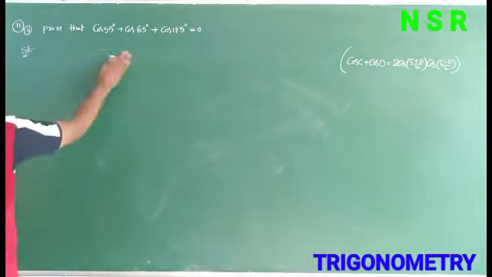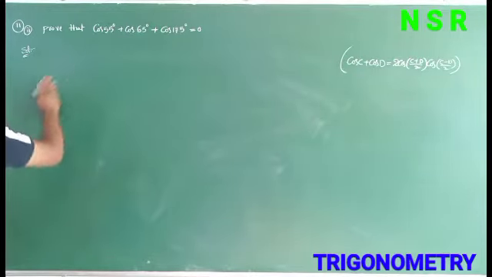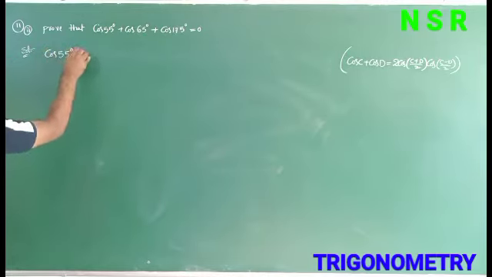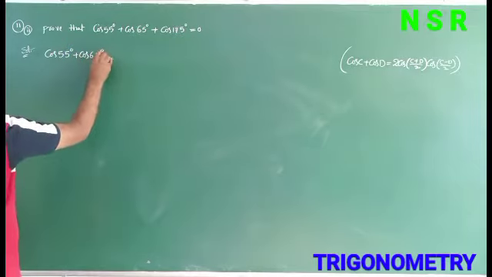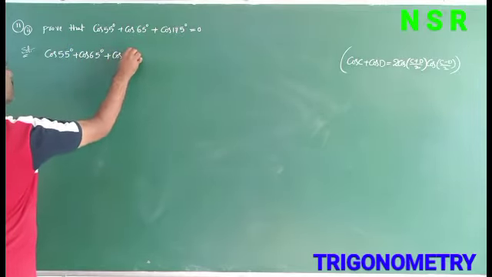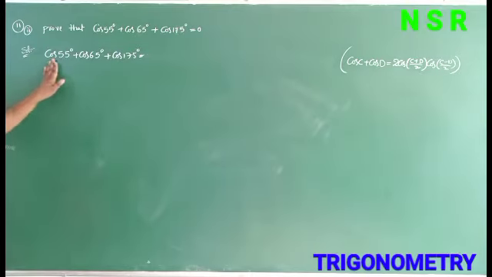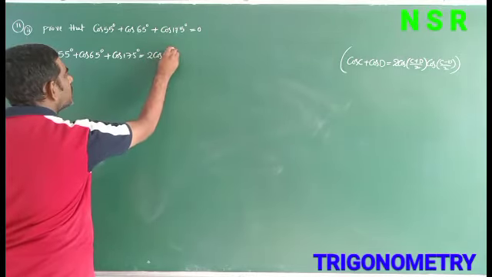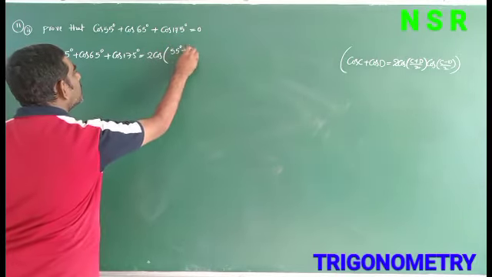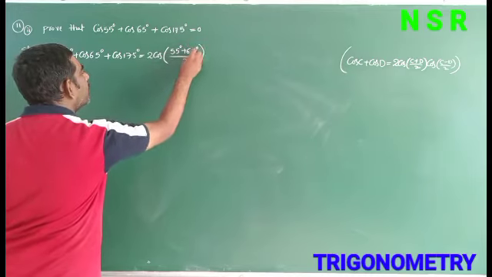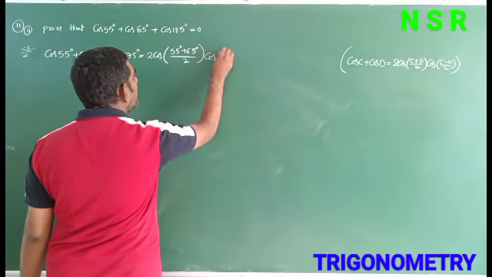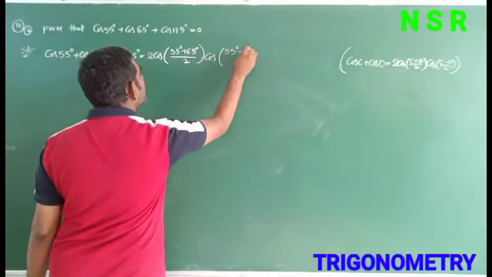So next question number 2, cos 55 plus cos 65 plus cos 175 equal to 0. So this is also very important. So here also apply the same formula for cos 55 and cos 65. So cos C plus cos D, 2 cos (C plus D) by 2, (55 plus 65) by 2, into cos (C minus D) by 2, (55 minus 65) by 2.